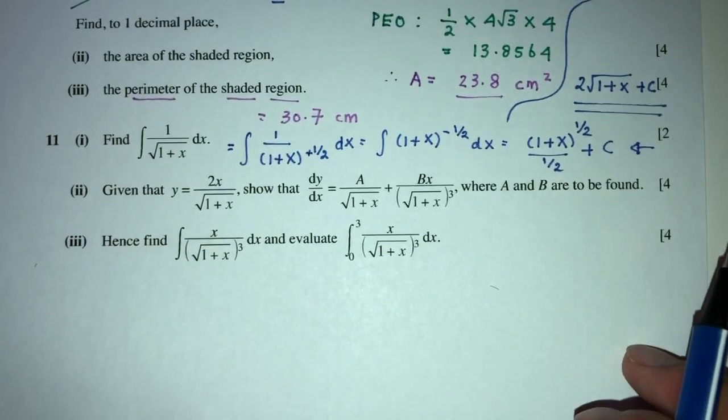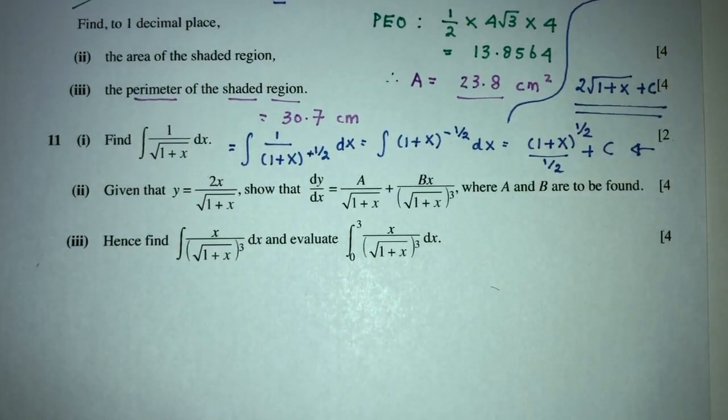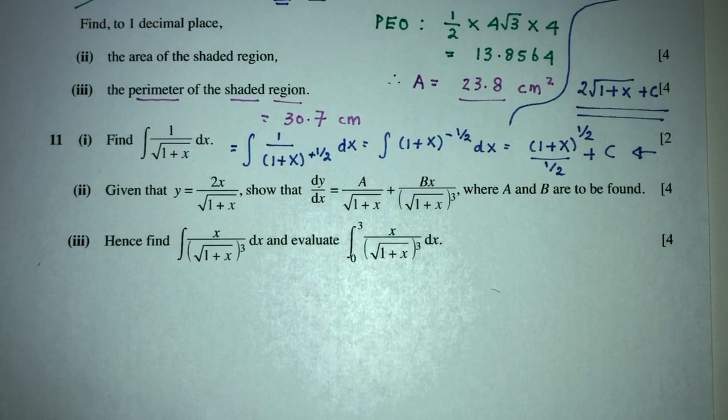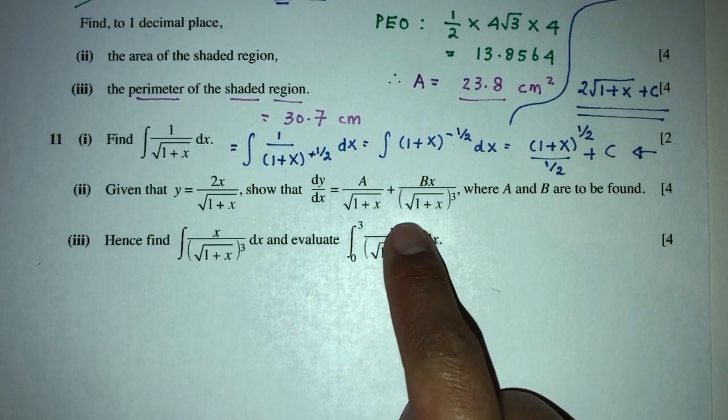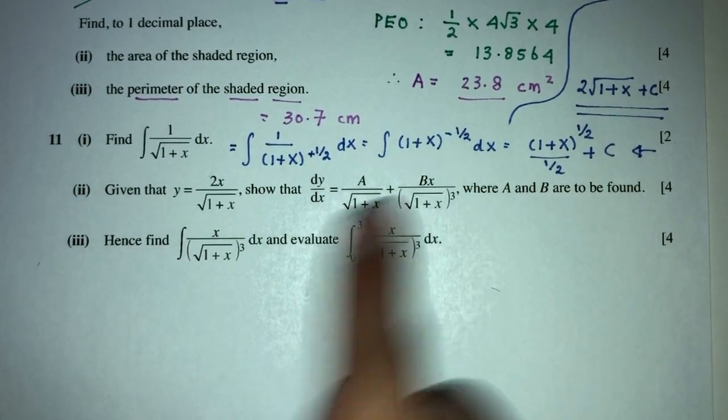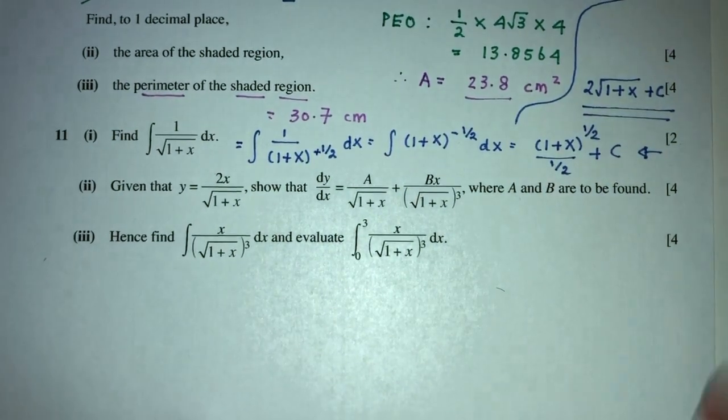Now for part 2, we are given that when we have y equal to 2 over root of 1 plus x, we have to show that dy by dx equals this value. And we have to find a and b as seen here. So let's do this one by one.